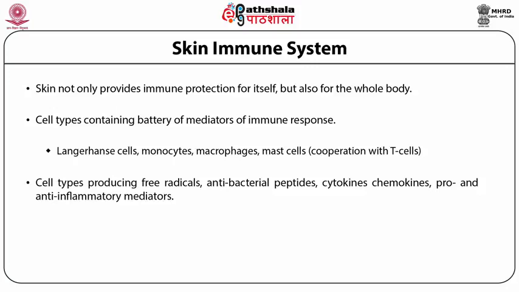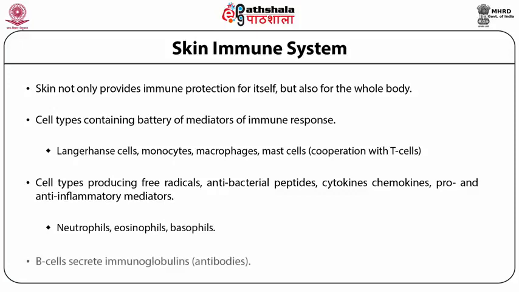The cell types producing the free radicals, antibacterial peptides, cytokines, chemokines, and pro- and anti-inflammatory mediators include the neutrophils, eosinophils, and the basophils, while the B cells secrete the immunoglobulins or the antibodies.